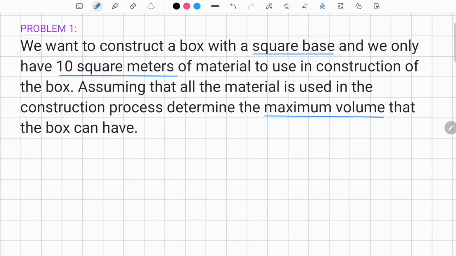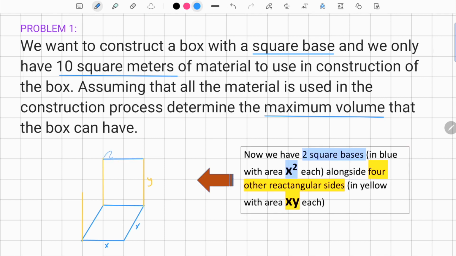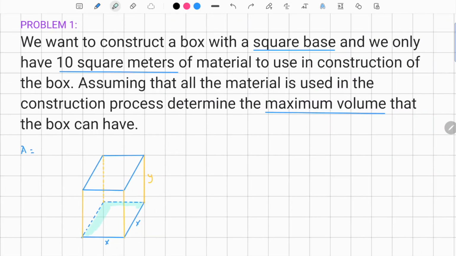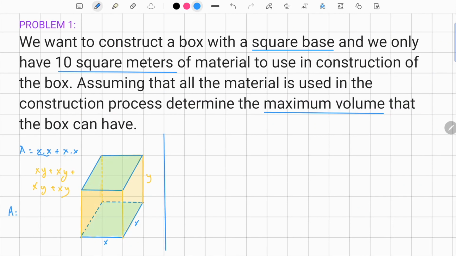So let's go ahead and illustrate this. The base is a square. So basically this is going to be the height of the box. Let's go ahead and try to finish sketching it. The total area we obtain is 2x squared plus 4xy.